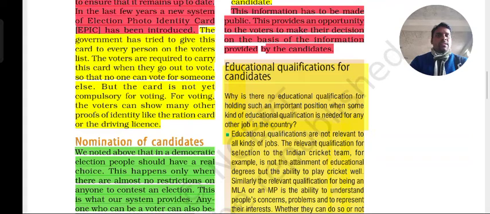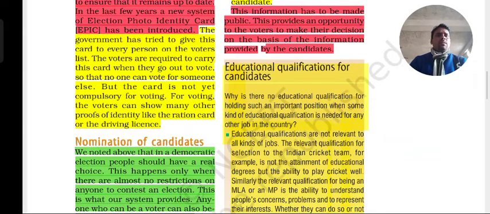So there is no degree required to become a cricketer, but the ability is totally needed. Similarly, the relevant qualification for being an MLA or an MP is the ability to understand the people's concern. That means, in order to become an MLA or MP, the candidate should have the ability to understand what the people need, what the people really require in the country, and how the country has to be developed.